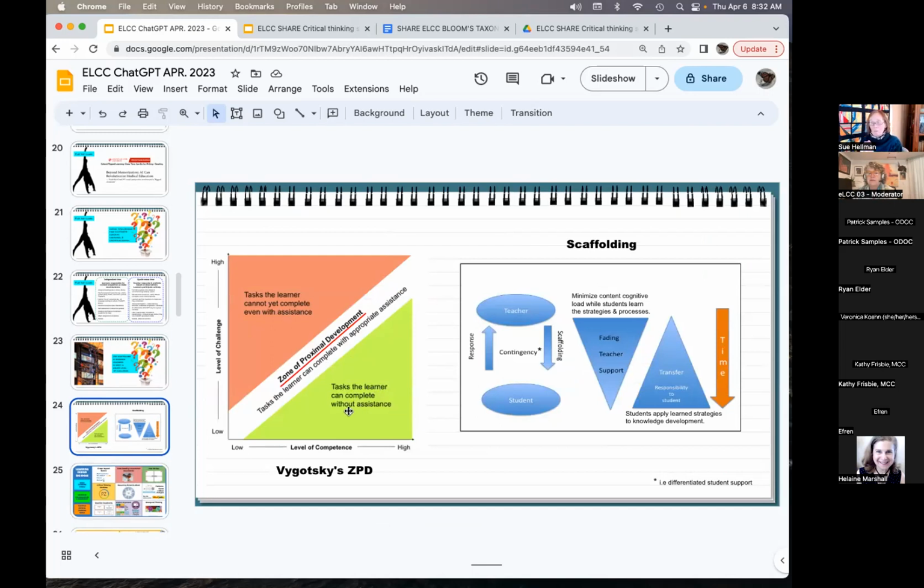And so what we're going to do is get them across Vygotsky's zone of proximal development. Anybody not familiar with the term zone of proximal development? I'm quite happy to explain it. If you haven't heard it, it's a good one to know about.